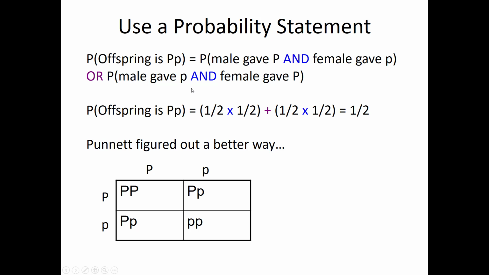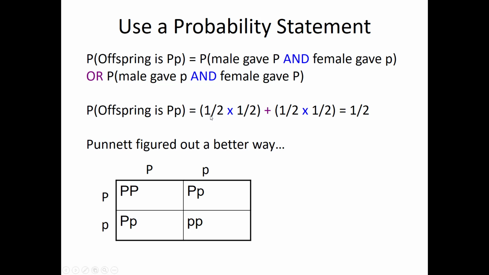Well, we use the famous Punnett square to do this. Okay, so the probability that the offspring is a big P, little p is equal to the probability that the male flower gave a big P and the female gave a little p, or the probability that the male gave the little p and the female gave the big P. Well, the probability then that the offspring is big P, little p is equal to 1/2, right?